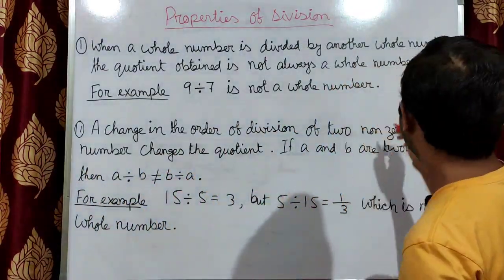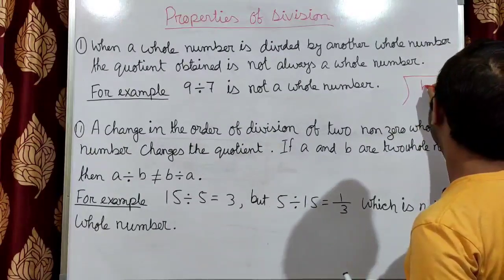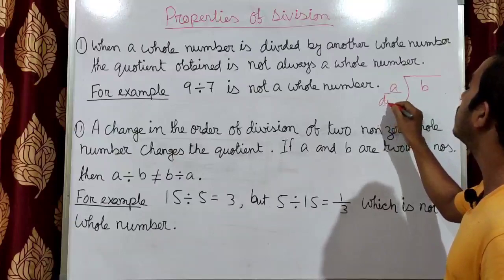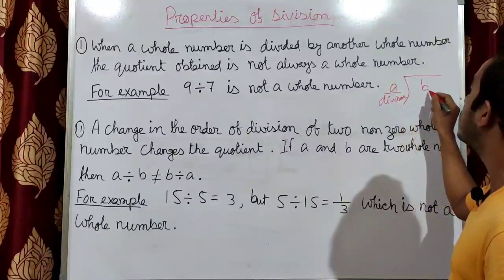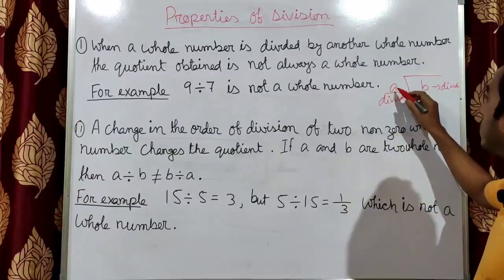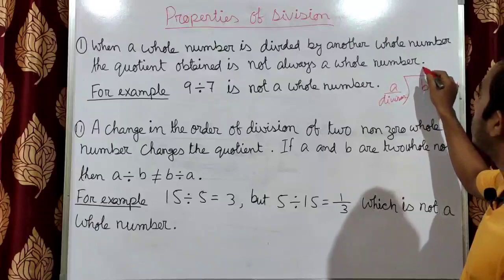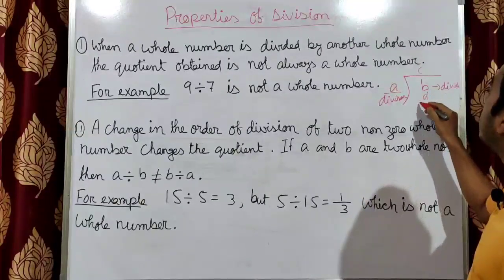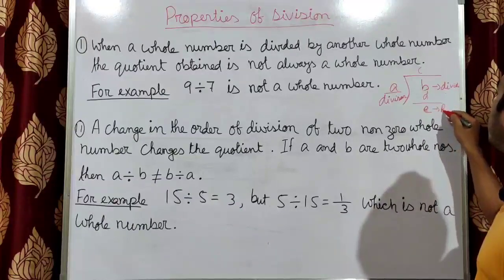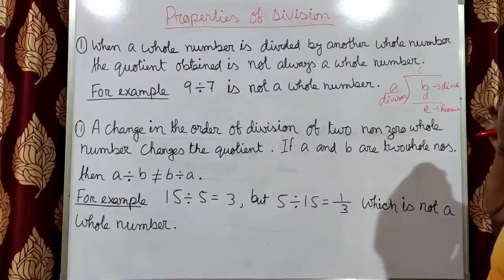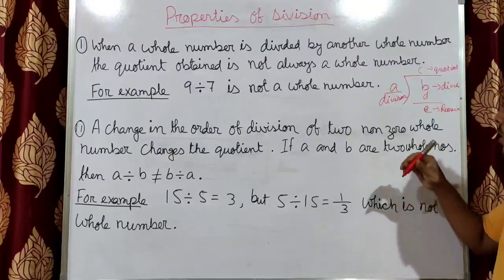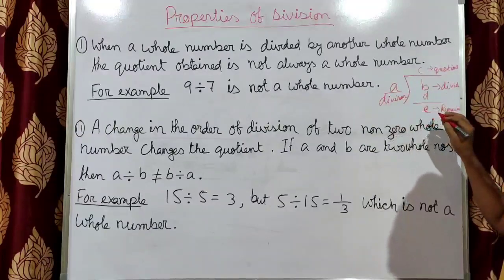Look here, suppose I divide b by a. This is known as the divisor. This is the dividend. And suppose a into c gives another number d, and a remainder is left, suppose e. This is the remainder and this is the quotient. Clear? This one is the divisor, this one is the dividend, this one is the quotient, and this one is the remainder.